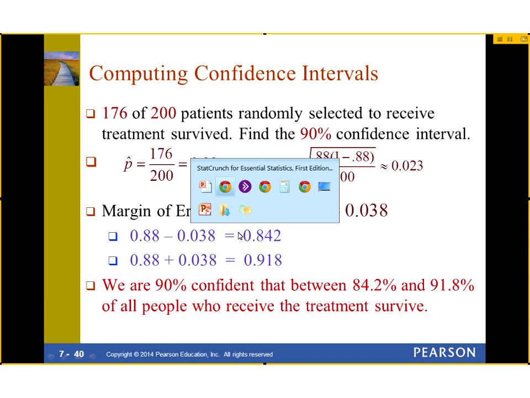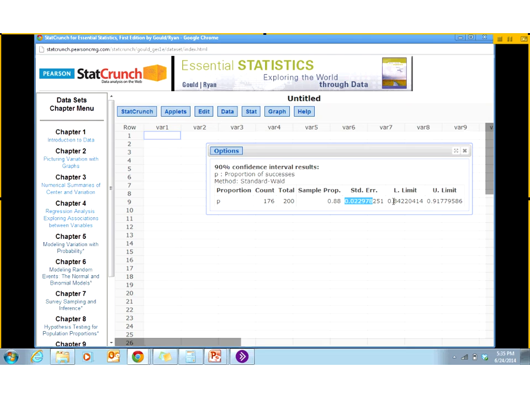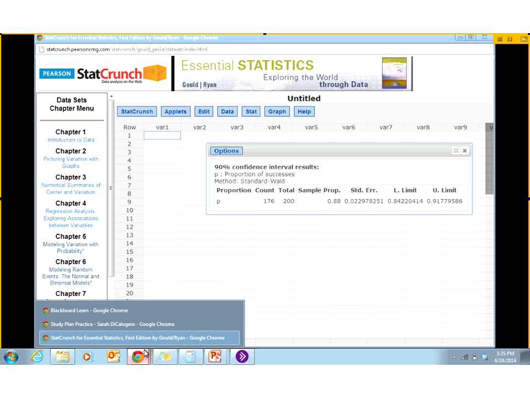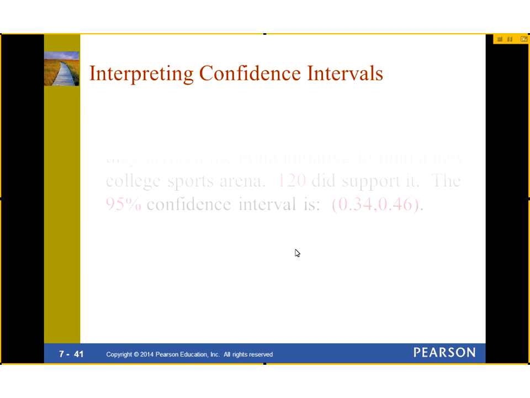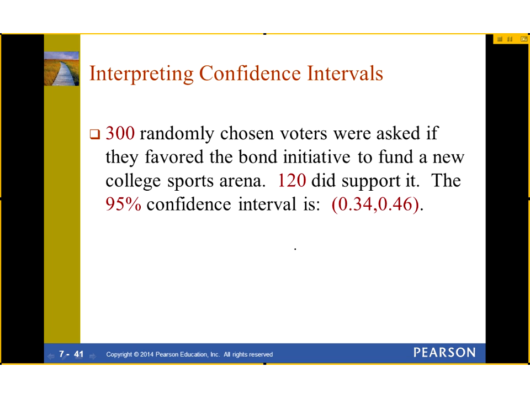We had 0.023. So why are we a little bit off on our standard error, 0.88? Well, it's probably how they rounded. But if we look at our confidence interval, they said 0.842, 0.918. There you go, the lower limit and the upper limit. This is a little bit off. But StatCrunch will do it for you. You just have to know what everything means inside of StatCrunch.